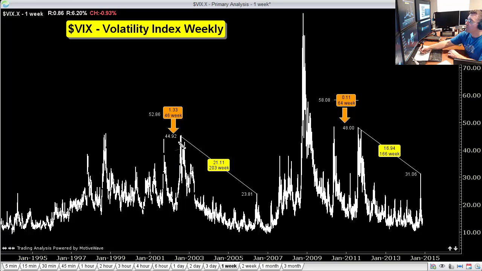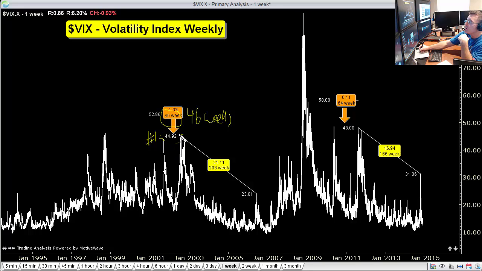We have a spike, let's call that number 1. We then sell off and then go back and retest the old highs. So we have a high here and a high here. The time elapsed between those two spikes was 46 weeks. Then after those two spikes, 9/11, we get the actual market low around 2002, 2003.